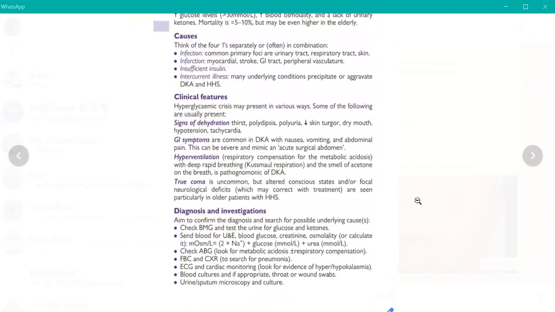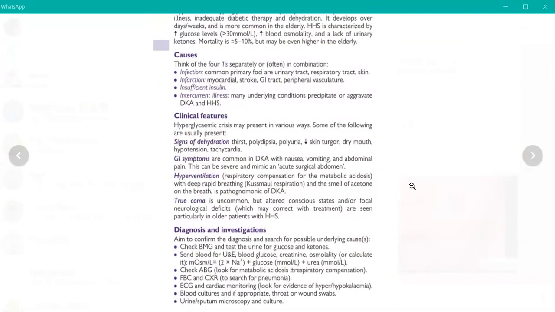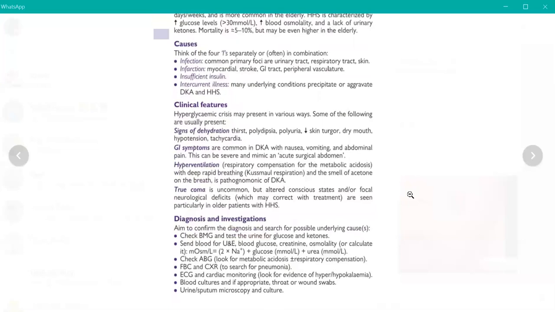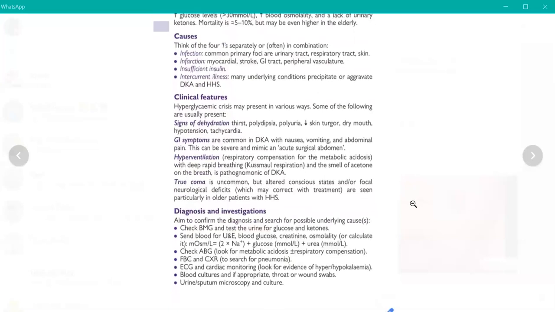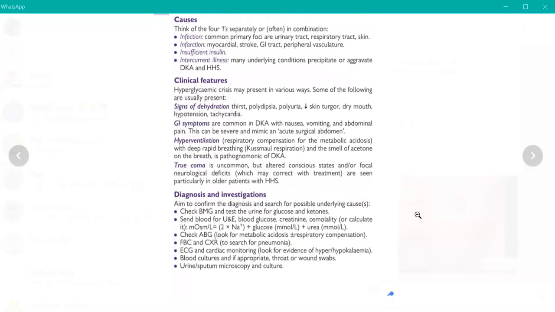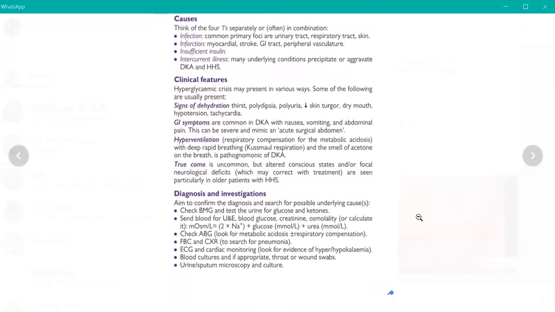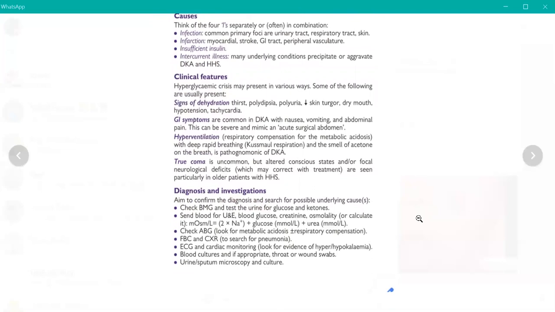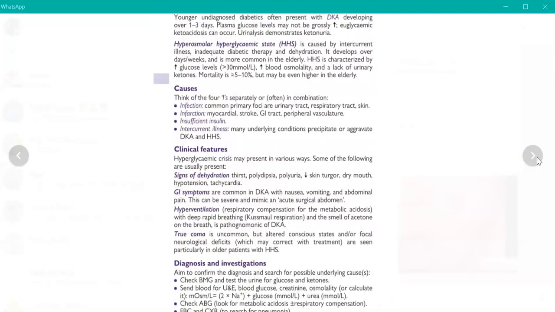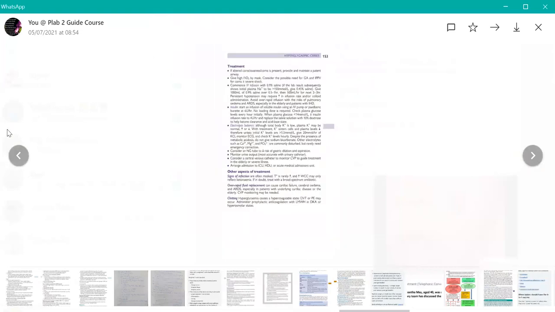And also, we will do all the investigations. So we'll check blood glucose, U&E, ABG of course, full blood count, chest X-ray, ECG, and blood culture if they have fever or if you are suspecting infection.